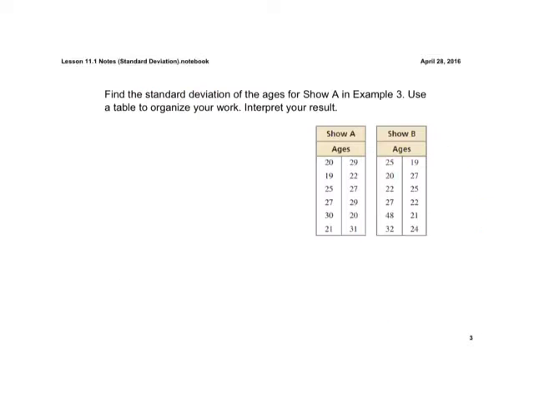Alright, let's do an example. So we have a table here. It says find the standard deviation of the ages for show A in example 3. Show A is right here in our box. Use a table to organize your work. So let's go ahead and set up a table. You're going to need to give yourself some room here. And hopefully I have enough room on here. We'll see.